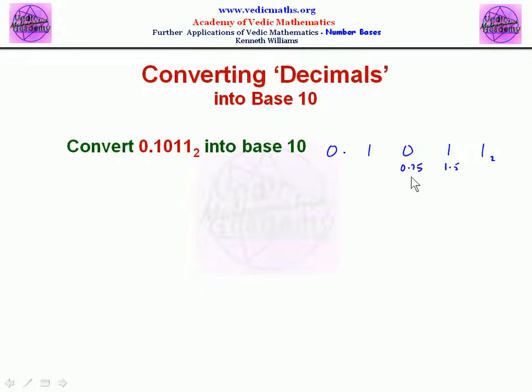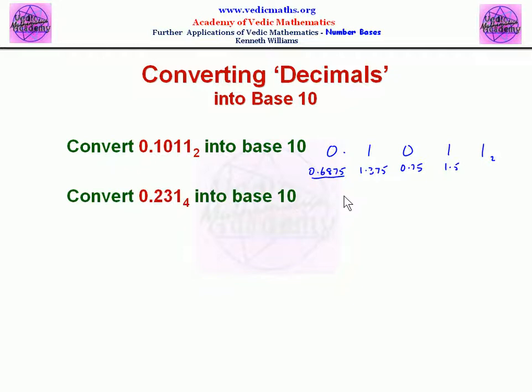Now 0.75 divided by 2 is 0.375, and I'm adding on the 1, so I've got 1.375. And finally, I divide 1.375 by 2 and add on 0. I get 0.6875. And that's the answer. That's the base 10 equivalent of 0.1011 in base 2. Let's take another example.